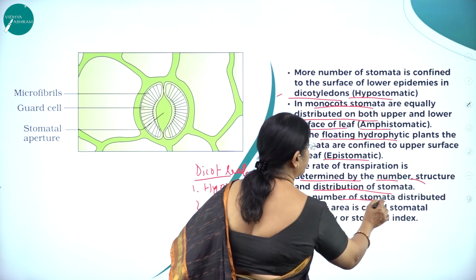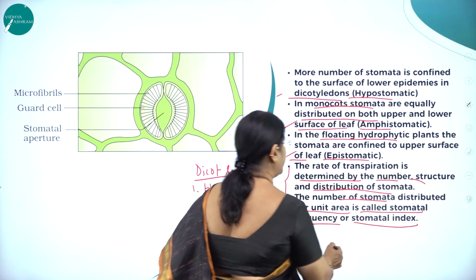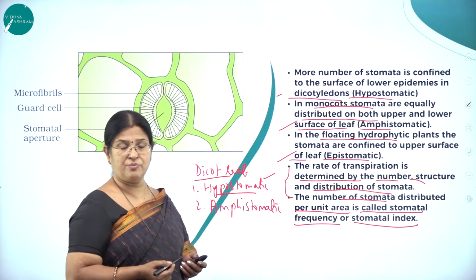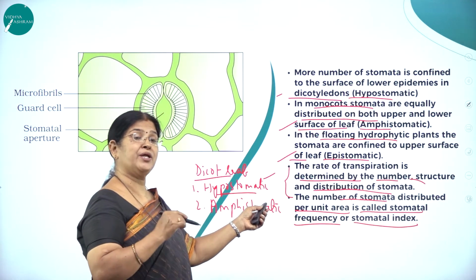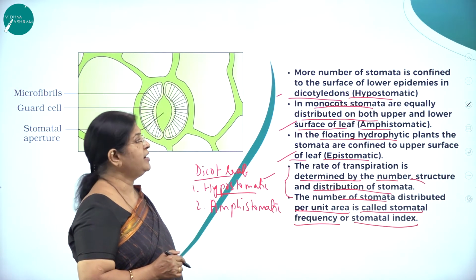The number of stomata distributed per unit area is called stomatal frequency or stomatal index. So, this might be asked. So, what is stomatal frequency or stomatal index then? The number of stomata distributed per unit area is called stomatal frequency or stomatal index.